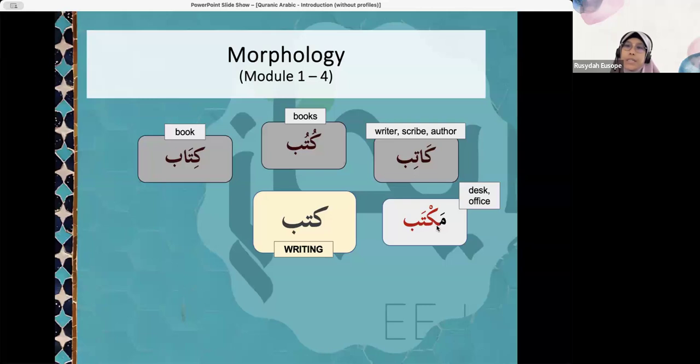But in Arabic, desk or office has kaf and ta and ba, the root letters, in it. The additional letter is ma, maktab. The ma at the beginning of the word is what we call a prefix. Nouns that have ma at the beginning of the root letters usually indicate place, noun of place. So you'll be learning the pattern of the noun of place, for example. One of the lessons is the noun of place, ismul makan.